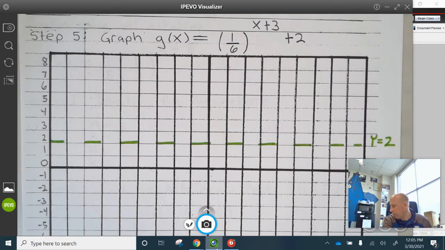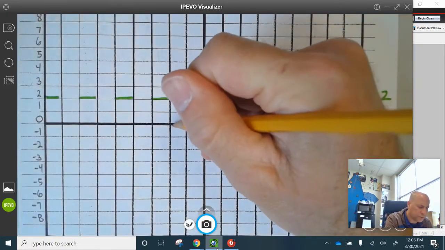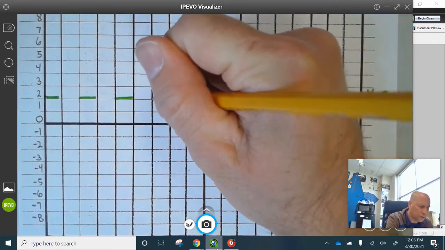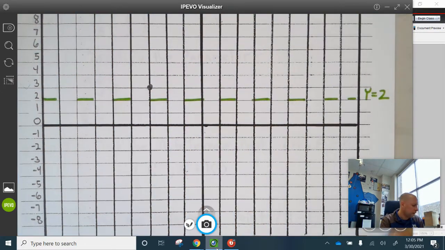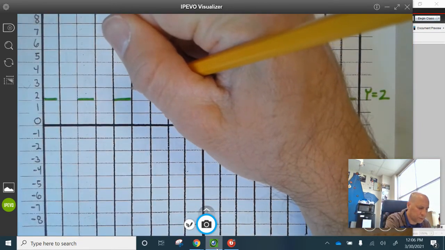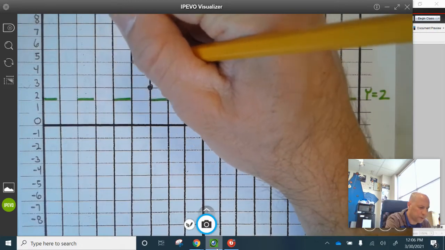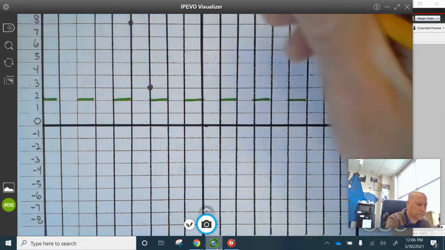Now, let's graph our reference points. Our reference points are (-3, 3), so negative 1, 2, 3 and 1, 2, 3. Okay, and then (-4, 8), so -4, 1, 2, 3, 4, 5, 6, 7, 8.